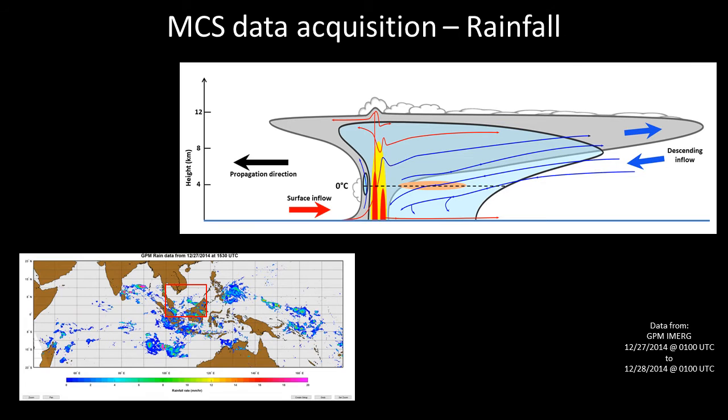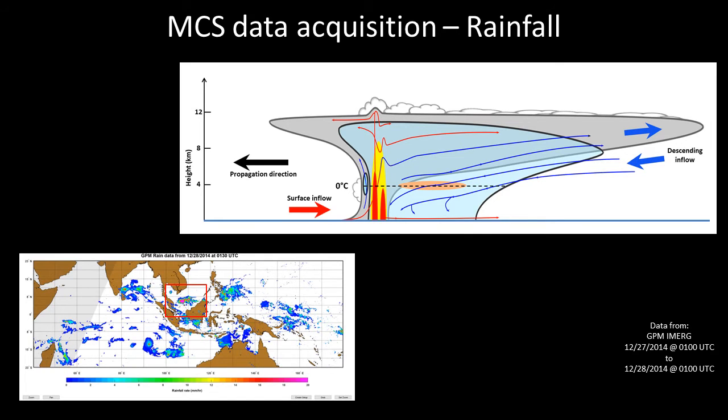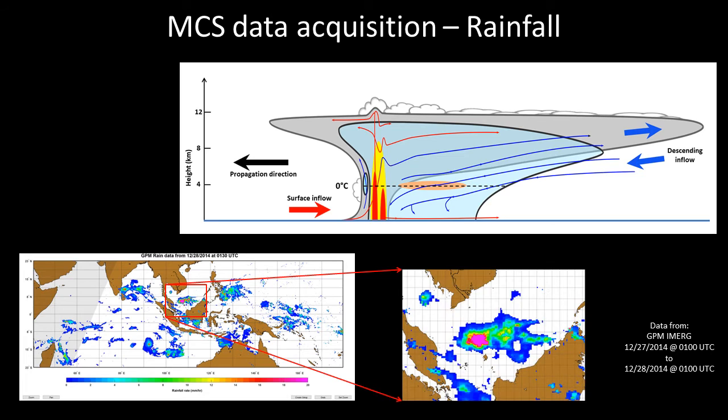GPM data is higher resolution in both space and time. It's updated every 30 minutes and comes at a 0.1 degree pixel size, or about 11 kilometers. This level of resolution is the result of combining data from instruments flying on 9 different international satellites. Higher resolution allows us to zoom in and explore detail.